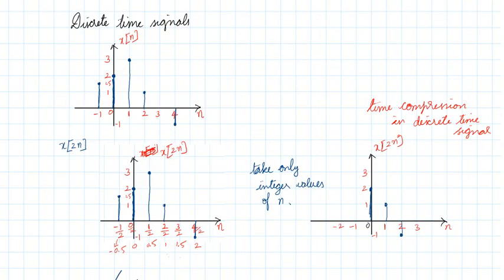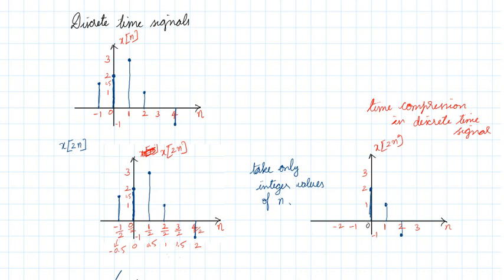Next, we will work with the discrete time signal. It is very similar to the continuous time signal, but the important point is that n should be an integer. Suppose x of n is given. The signal starts from minus 1, where the amplitude is 1.5. At 0, it is 2. At 1, it is 3. At n equal to 2, it is 1. At 3, there is no signal. At n equal to 4, it is minus 1.